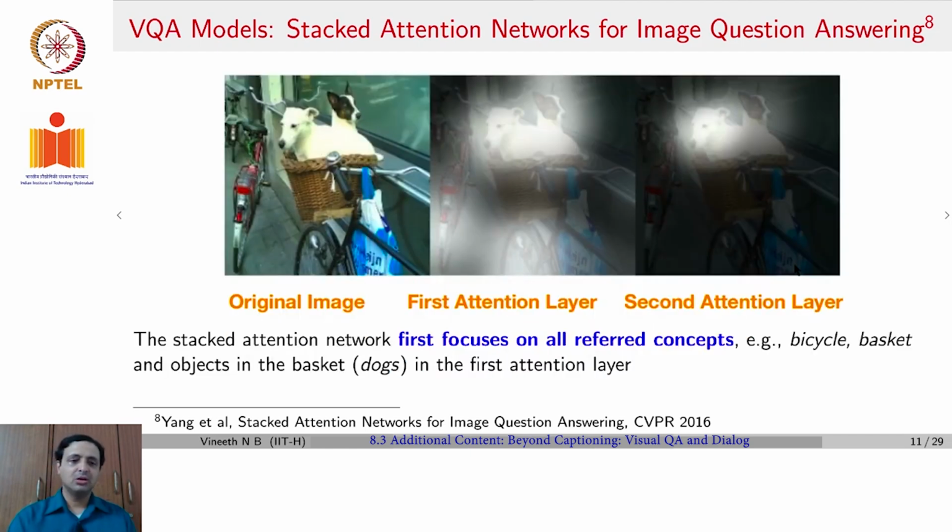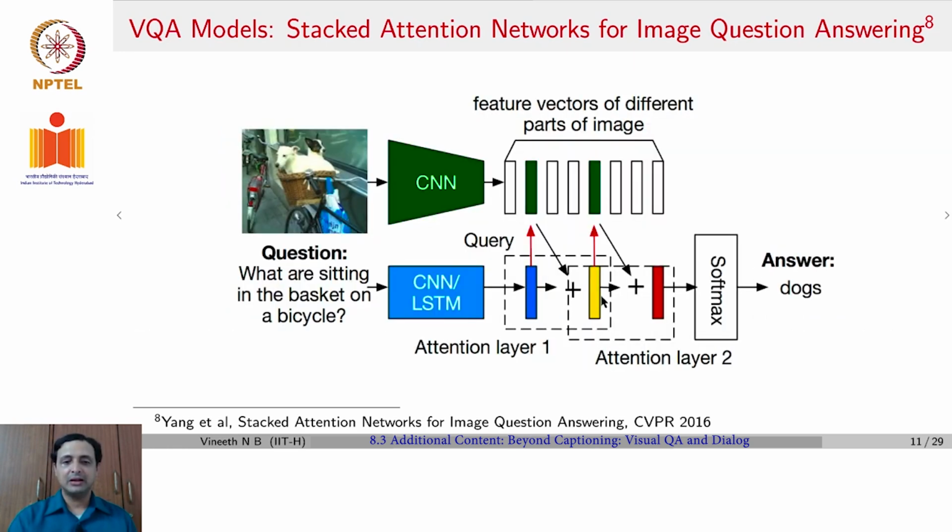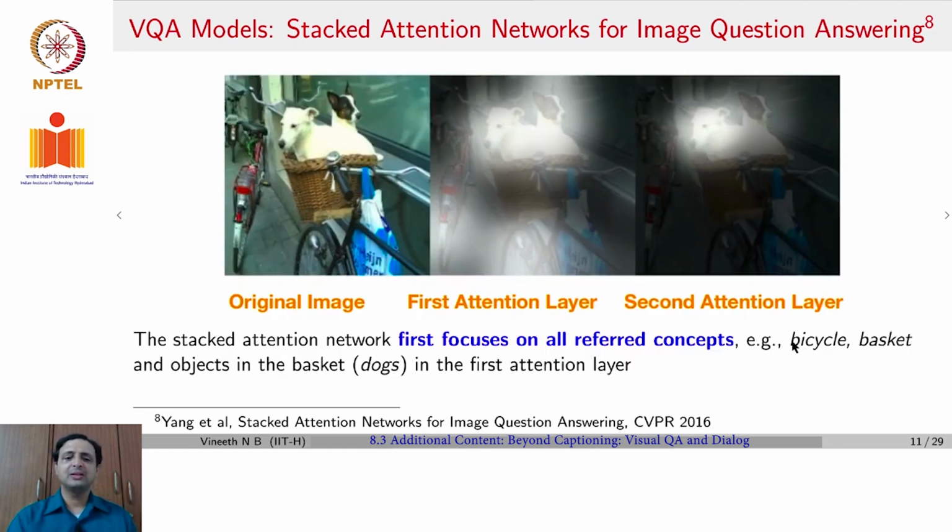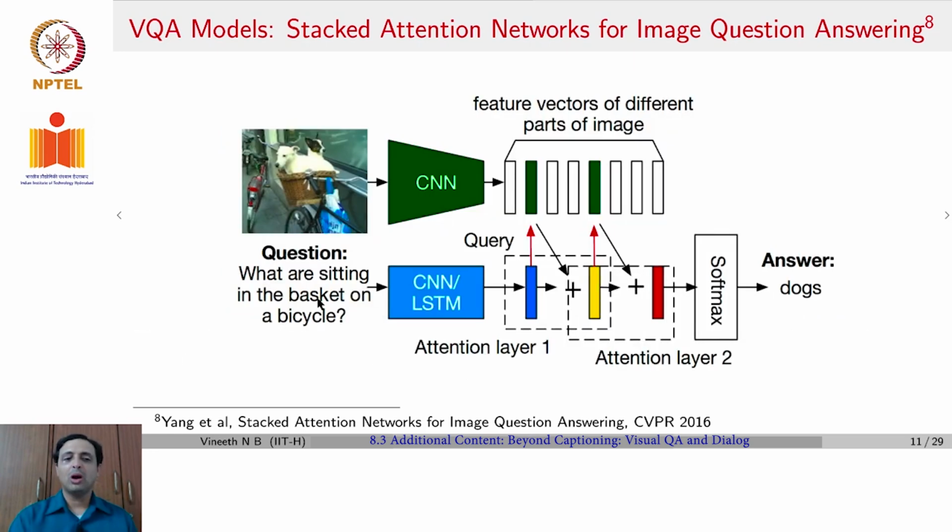Let's see a visualization. So in this case, if you have the original image, what the stacked attention network does is the first attention layer focuses on all referred concepts in the question. So we saw in the previous slide that the first attention layer decides which parts of the image to focus on. And which parts does it focus on? Wherever there are concepts that are present in the question. So it could be, in this case, bicycle, basket, and objects in the basket. In this case, the question was, what are sitting in the basket on a bicycle?